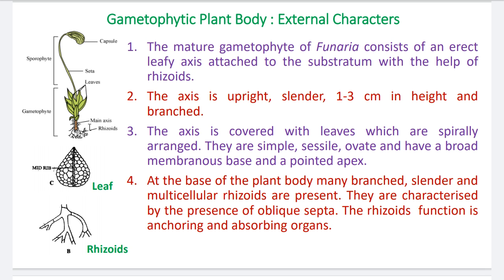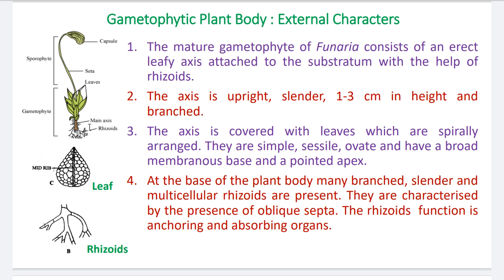Number 1. The mature gametophyte of Funaria consists of an erect leafy axis attached to the substratum with the help of rhizoids. You see the first photograph. The first photograph shows the plant body of the Funaria containing the gametophytic structure as well as the sporophytic structure. The basal structure is the gametophytic structure having the central or main axis. The main axis produces rhizoids toward the substratum, and toward the upper side it produces many leaves. So this is the matured gametophytic plant body of the Funaria.